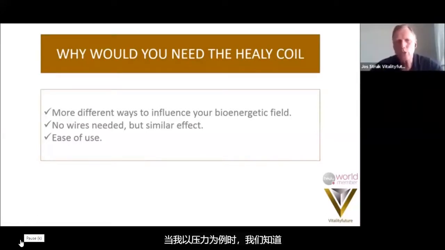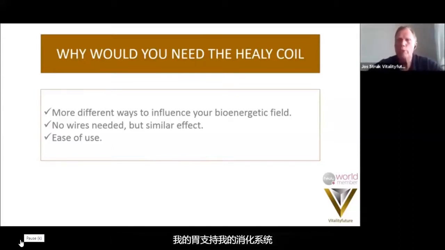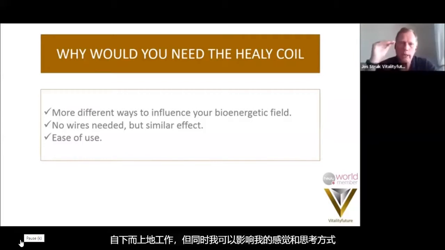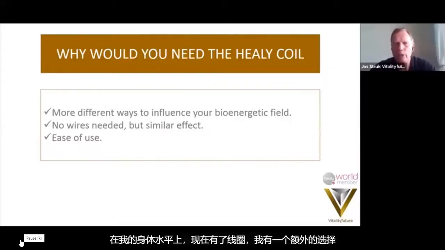And when I take that stress example, we know that it can have an effect on your physical body, your stomach, the digestive system, whatever is being affected by stress. So if I can send microcurrents into the body to support my stomach, to support my digestive system, working bottom up, but at the same time I can influence the way I feel and think to reduce the stress, then in the end I will solve all problems at my intentional level, at the level of my thoughts, feelings, and also at my physical level. And now with the coil, I have an extra option.